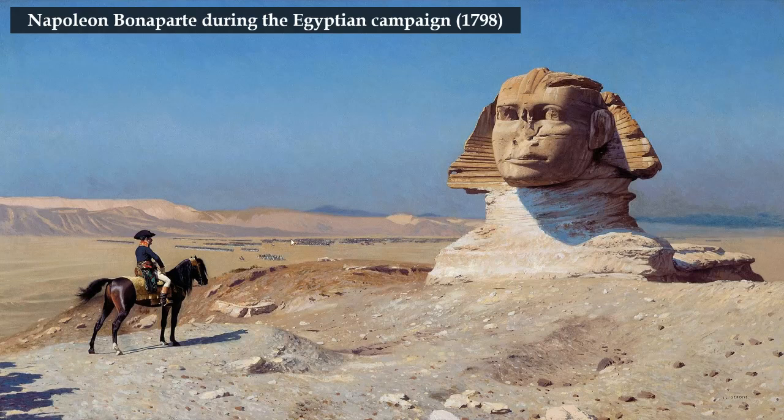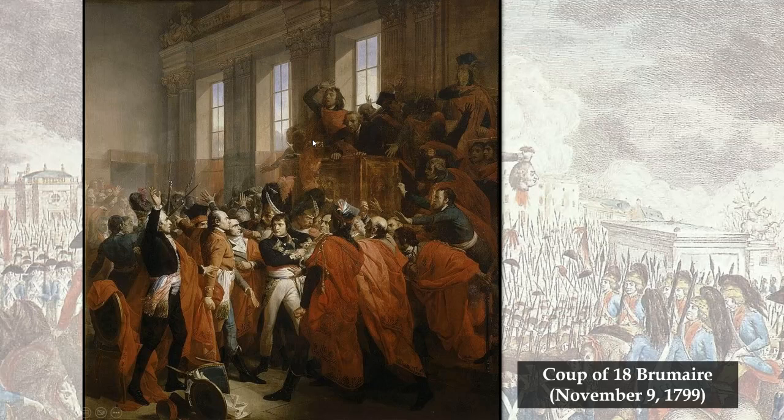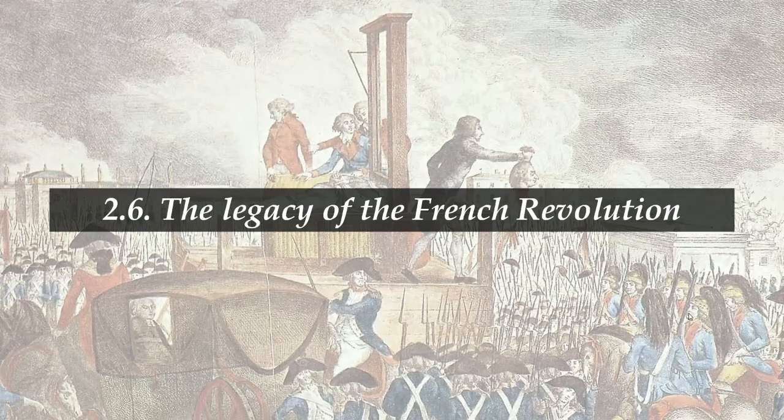So after his successful campaigns in Italy and in Egypt, he staged another coup, the coup of 18 Brumaire. This is another date of the French revolutionary calendar, which is equivalent to November the 9th, 1799. With this coup, he seized power and ended the French Revolution, starting a new regime.